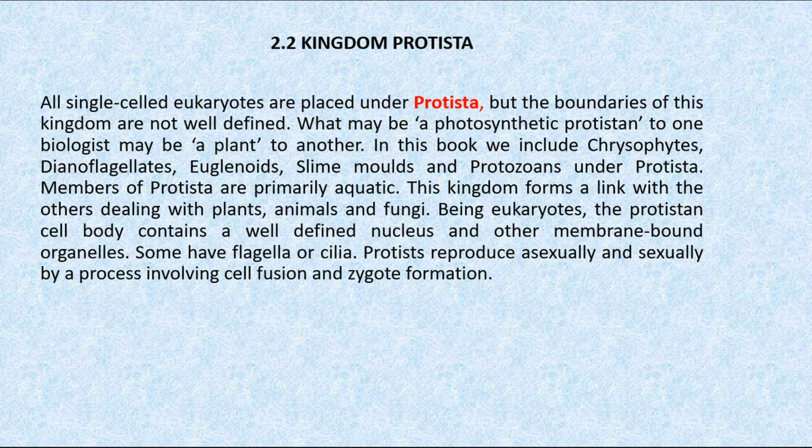Members of Protista are primarily aquatic. This kingdom forms a link with the others dealing with plants, animals, and fungi. Being eukaryotes, the protistan cell body contains a well-defined nucleus and other membrane-bound organelles. Some have flagella or cilia. Protists reproduce asexually and sexually by a process involving cell fusion and zygote formation.